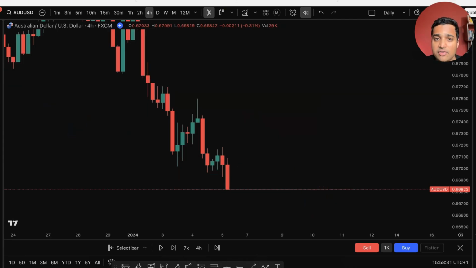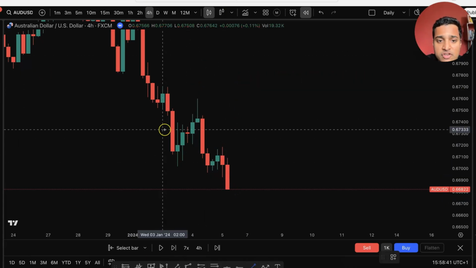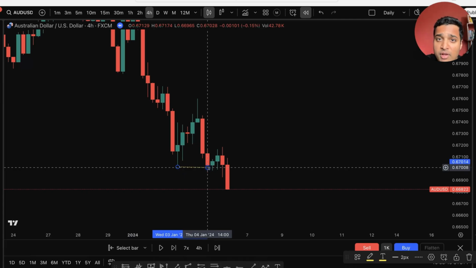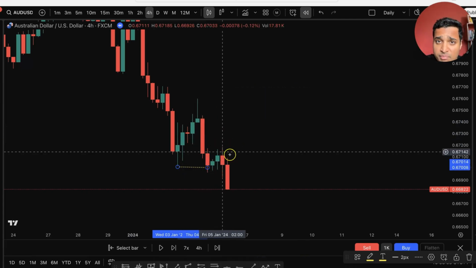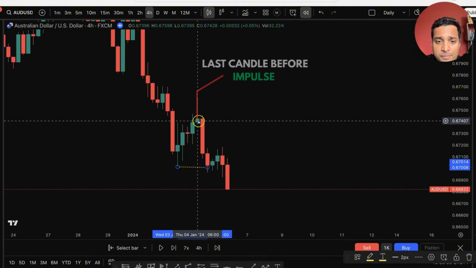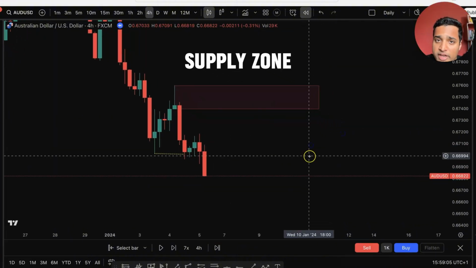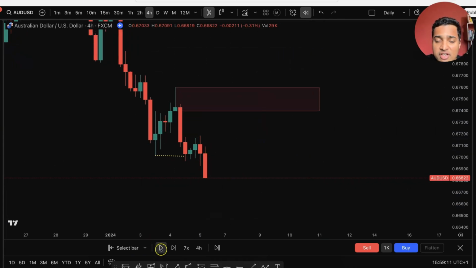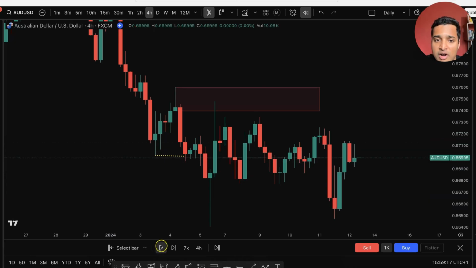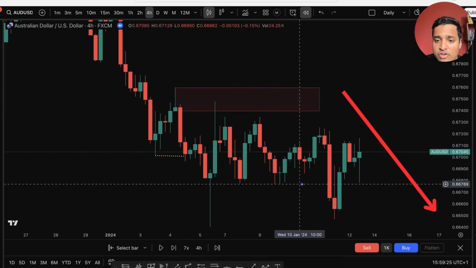Let's look at another example using this Australian dollar chart. As you can see, we had this massive sell-off which took out this major swing low here, and the strong impulsive move was this red bearish candle here, and the last candle before this impulsive move was this green candle. And so I would mark this green candle as the supply zone. So we can then wait for price to retrace to the supply zone before then selling. So let's see what happened next. So as you can see, price entered the supply zone, filling in our sell position, taking price much lower down.